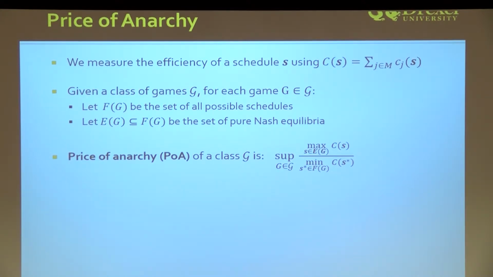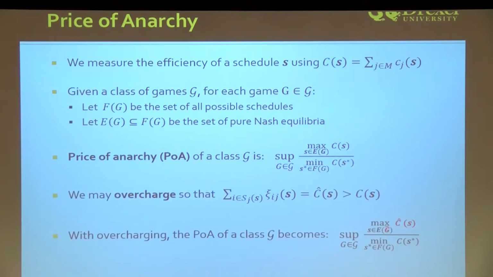And given a class of games G, so we're going to be looking at a big class of many games, we let F of G be the set of all possible schedules, and E of G be the subset of these schedules that are pure Nash equilibria. So now, most of you probably already know, but for completeness, the price of anarchy of a class of games G is the supremum over all the games in G of the worst social cost over equilibria in this game compared to the social optimum. Okay, so the worst equilibrium compared to the optimal solution across all games in this class.